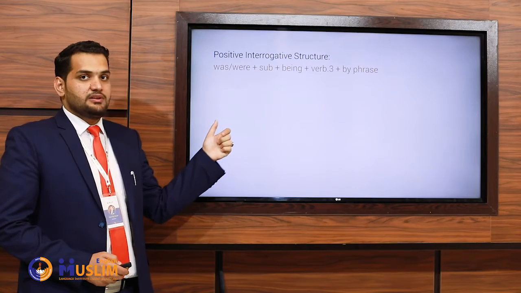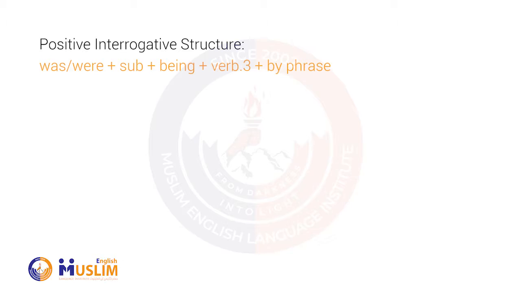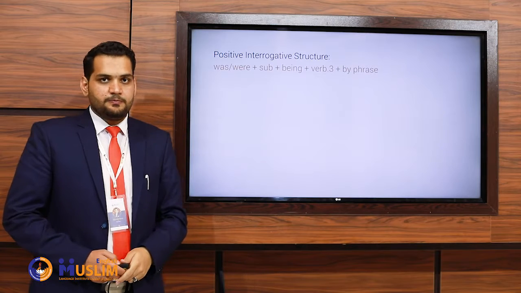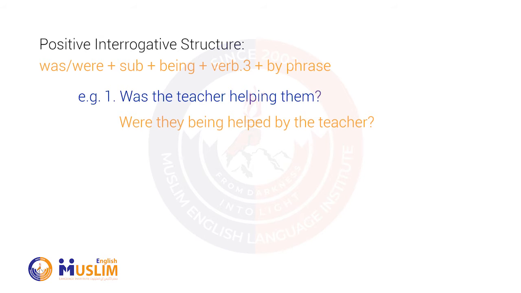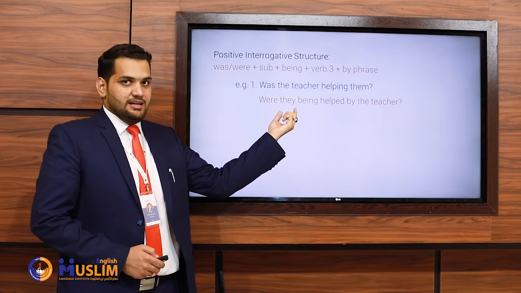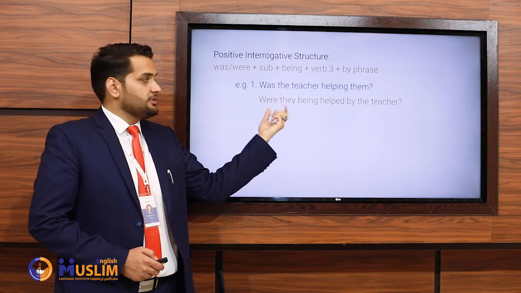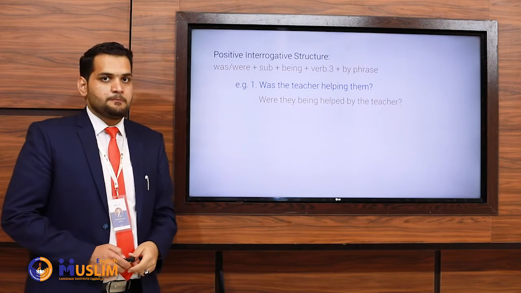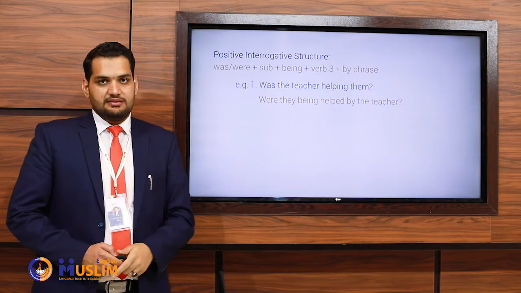Now let's talk about the positive interrogative structure. That is, was or were plus subject plus being plus verb 3 plus by phrase. You cannot use being before the subject, you have to use it after the subject. For example, number 1. Was the teacher helping them? If you want to change it to passive, you have to say, were they being helped by the teacher? So were is the helping verb, they is the subject, being is part of the helping verb, helped is the third form of the verb, and by the teacher is a by phrase. Do not forget a question mark at the end of the sentence.